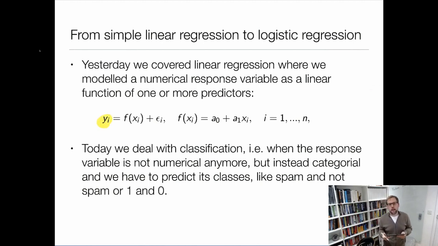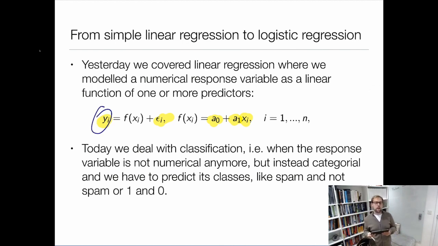continuous response variable or continuous label, and we were modeling it as a linear function, which in the one-dimensional case is just an intercept and a slope times our one-dimensional input, and we were modeling it as this function plus some noise term here.